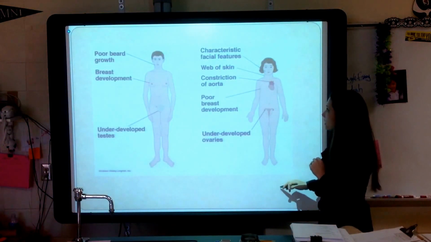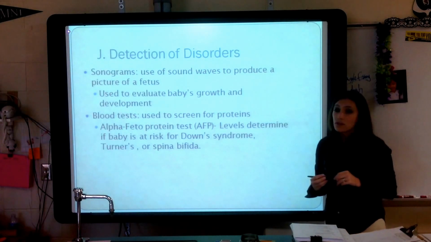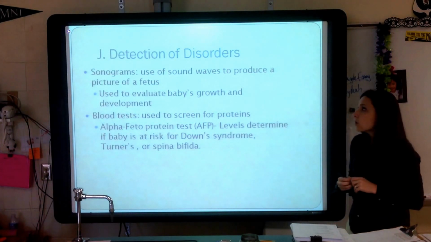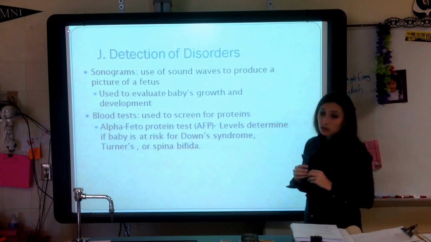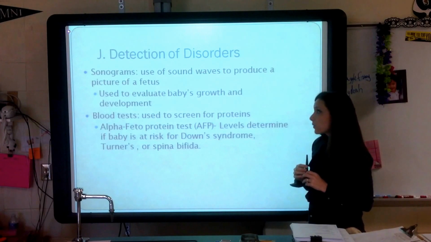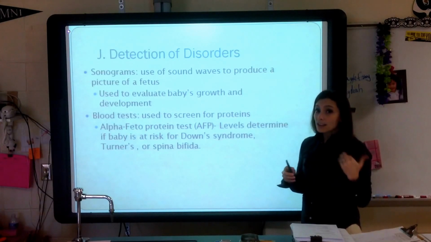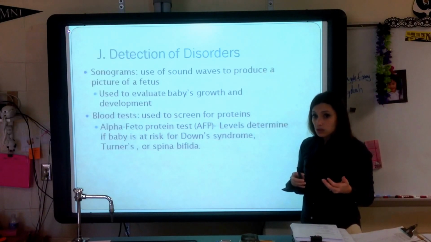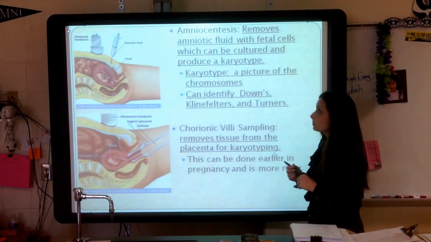The last part is, how would you know? How do you detect if you have a chromosomal disorder? One of them is a sonogram. It's the use of sound waves to produce a picture of a fetus. They can evaluate the baby's growth and development, and they can also do blood tests to screen for certain proteins. Remember, although we can identify if you have a chromosomal disorder, we can't actually cure the chromosomal disorder.